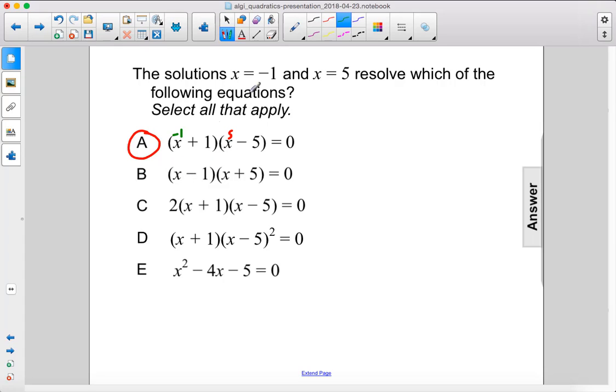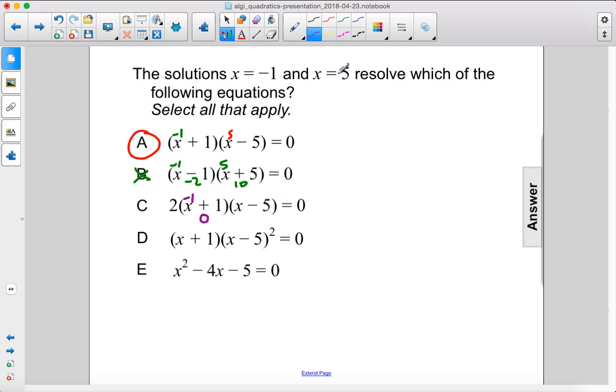Alright, for B, if we put a -1 in here, this would be -2. And if I put a 5 in here, that would be 10. So neither of these would become 0. So not B. All right, here, if we put a -1 in here, -1 plus 1 is 0, so this will work.